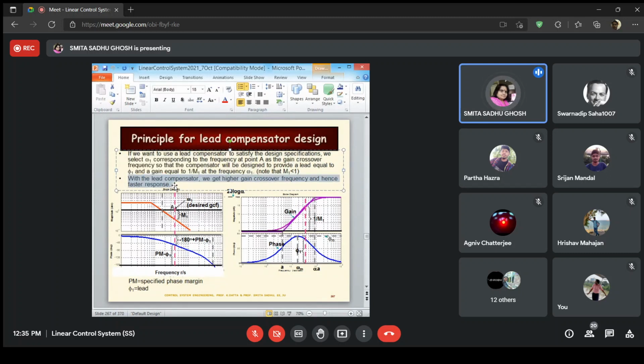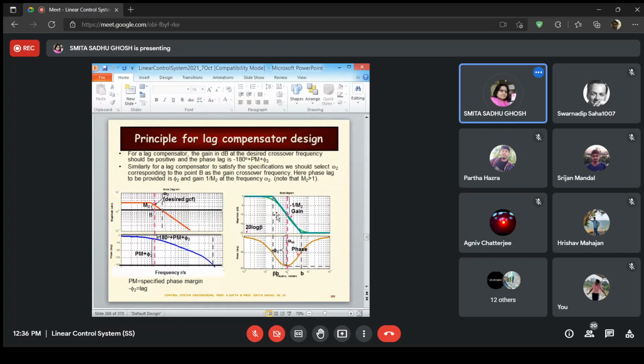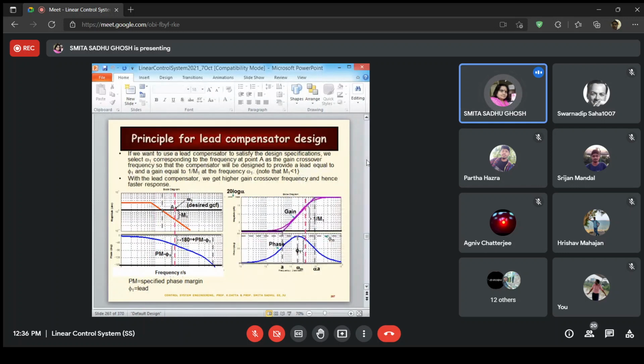With the lead compensator, we get a higher gain crossover frequency. It has to be a higher gain crossover frequency for the compensated system, for the reason that I've already told you. And if the system gain crossover frequency is higher, the response becomes faster. That is automatically a sort of added bonus that we get. That is for a lead compensator.